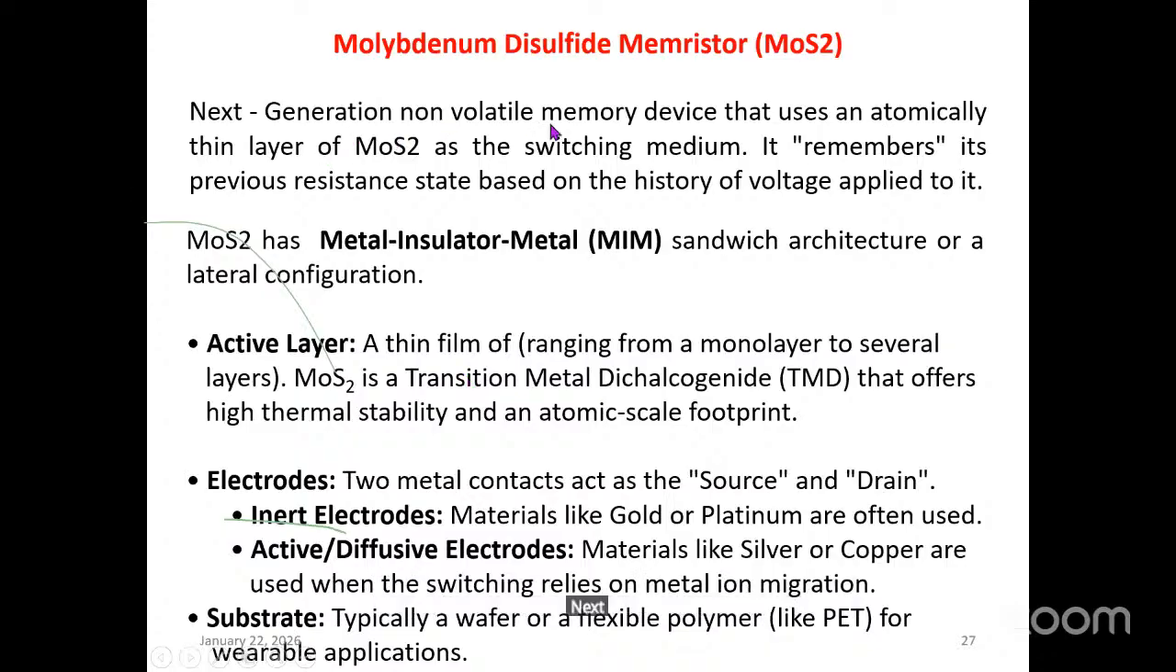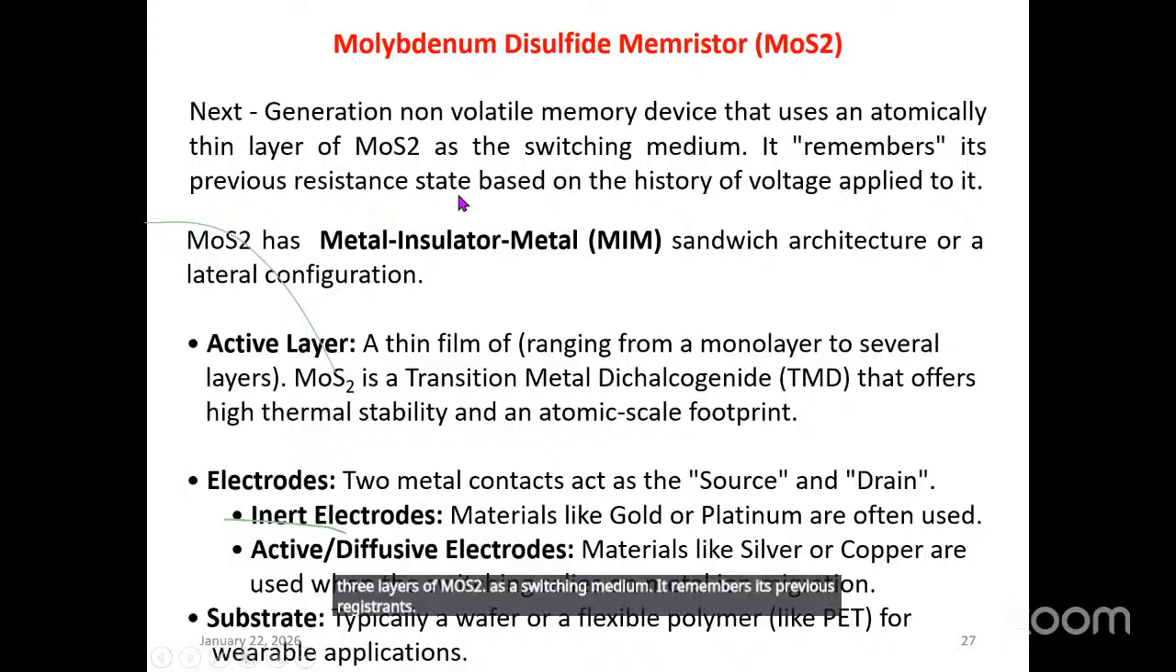Next generation non-volatile memory device that uses an atomically thin layer of MoS2 as a switching medium. It remembers its previous resistance state based on the history of the voltage applied to it. How it happens, we'll come to. It is a MIM, metal insulator metal kind of structure. It has active layers, electrodes, and substrate.